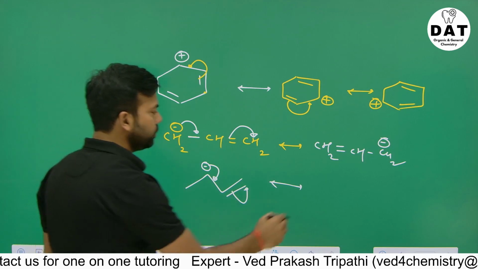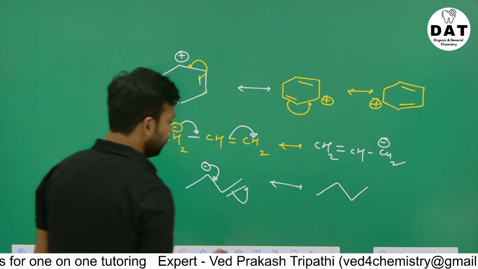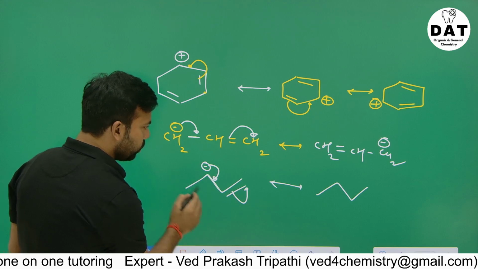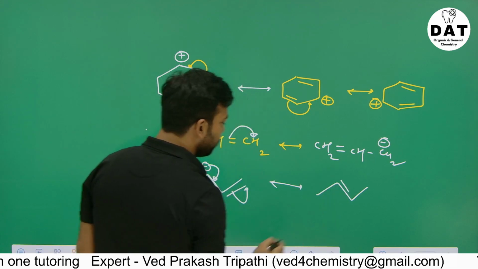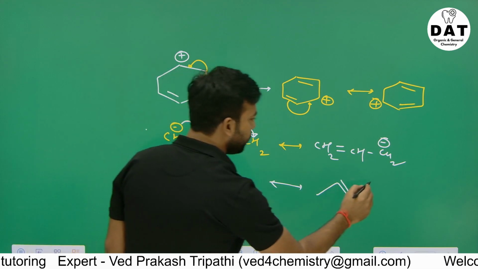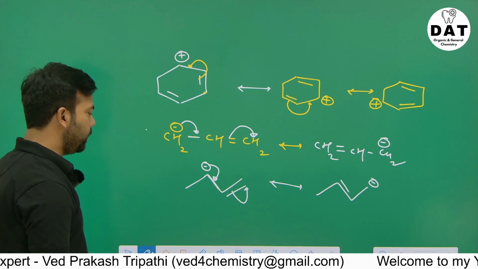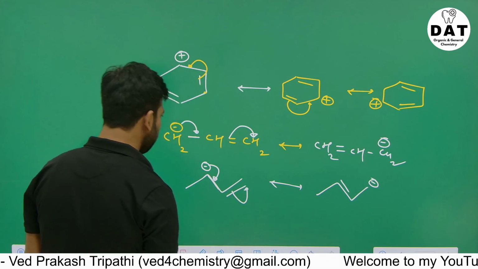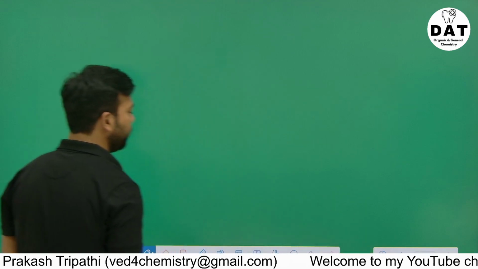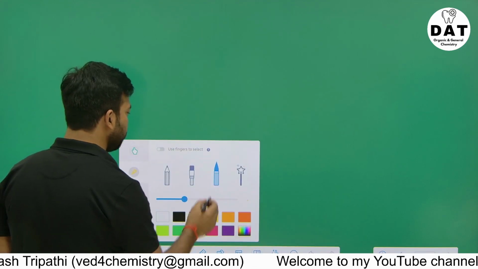So what will happen? This bond has an arrow, so it is a double bond. This carbon has the head, so it has a negative charge. Clear? So this is the negative charge resonance structure. Let's discuss one more example, multiple resonance like this one.